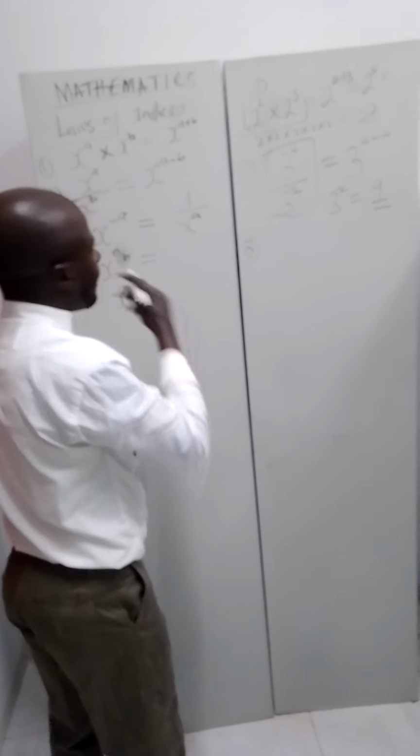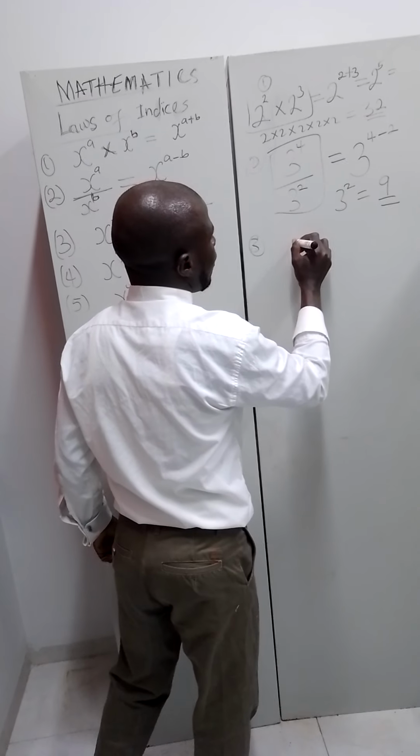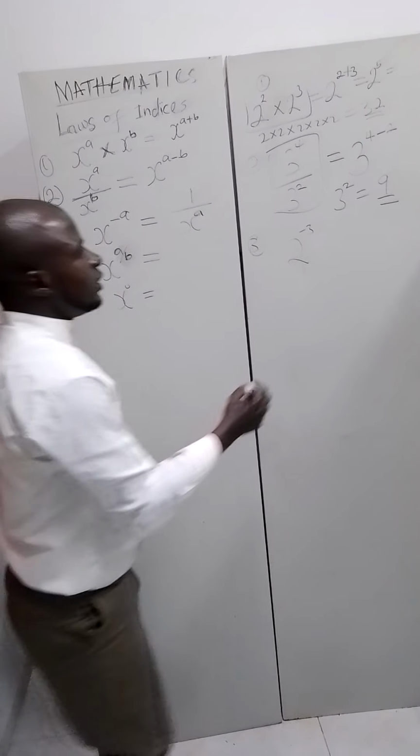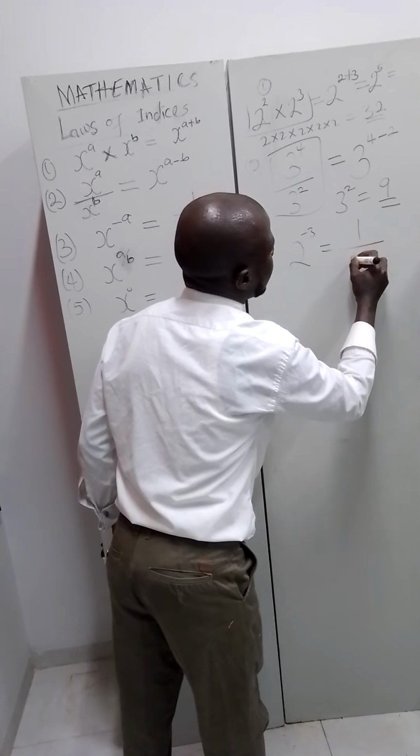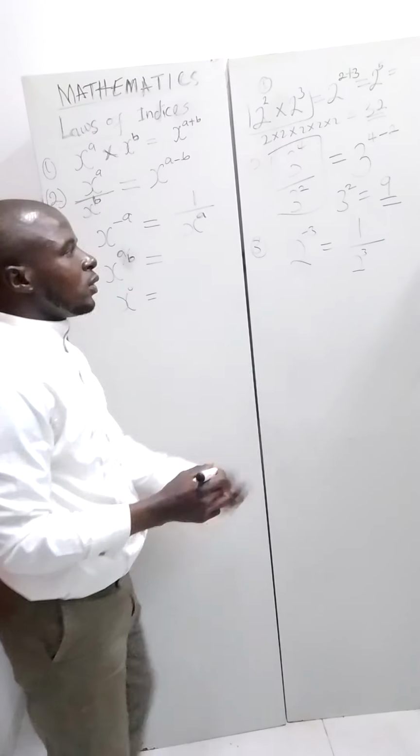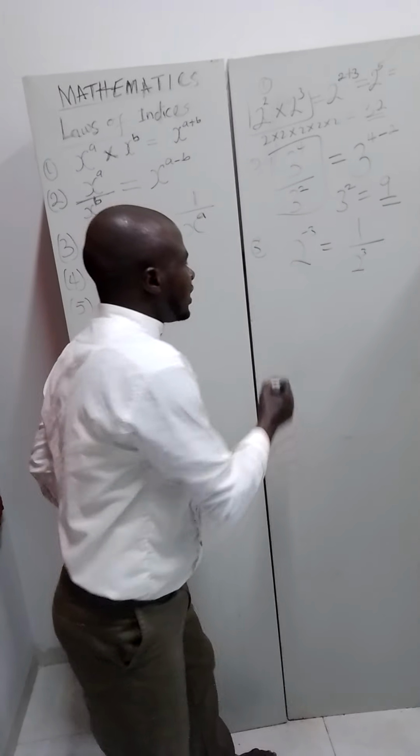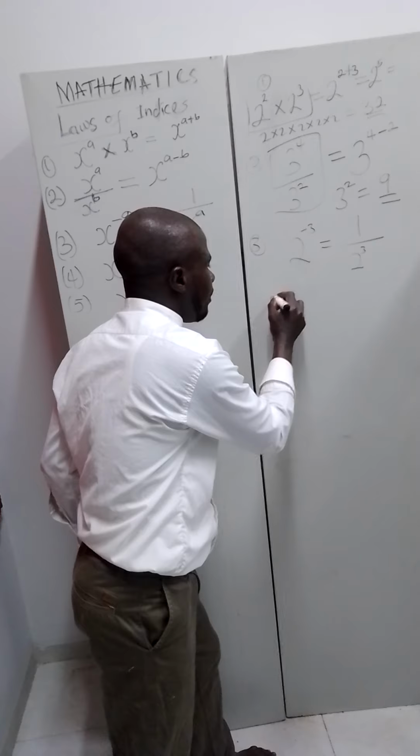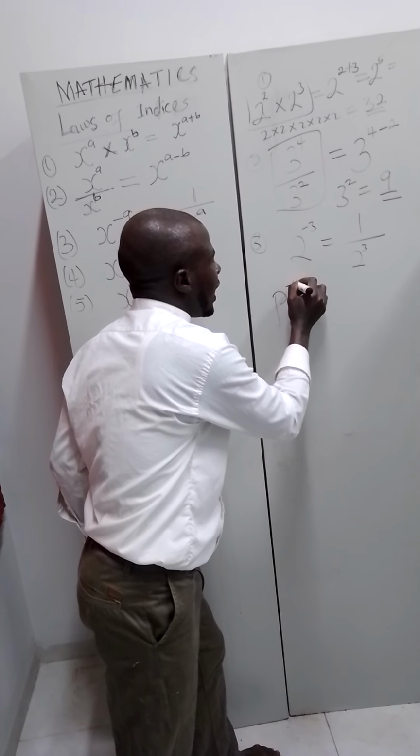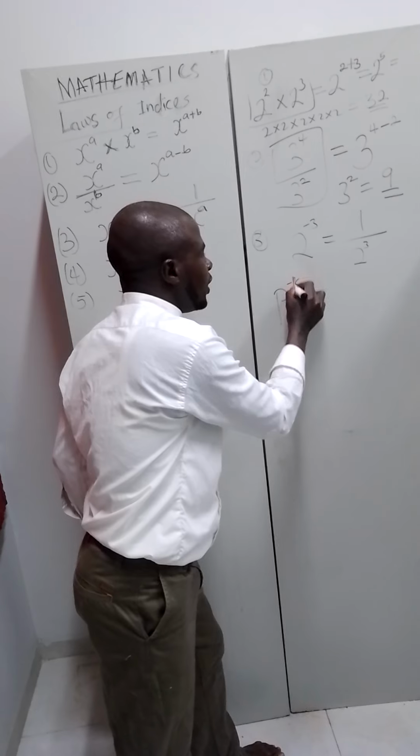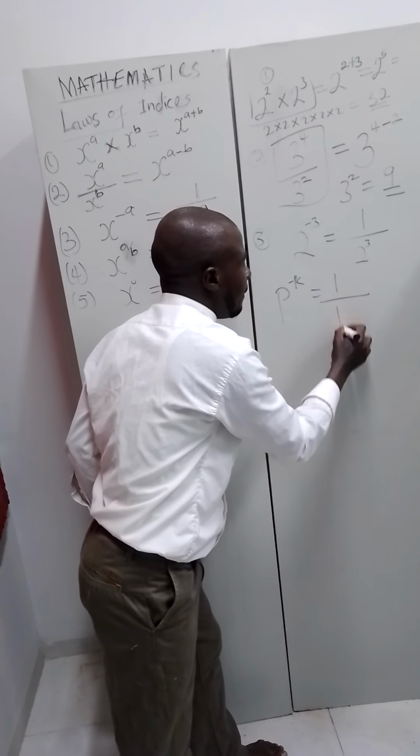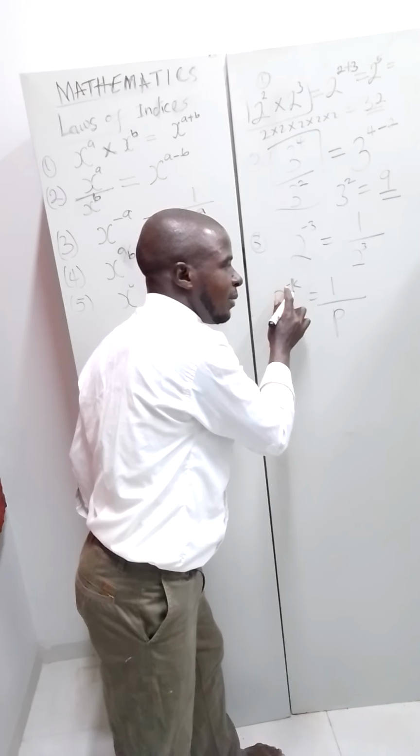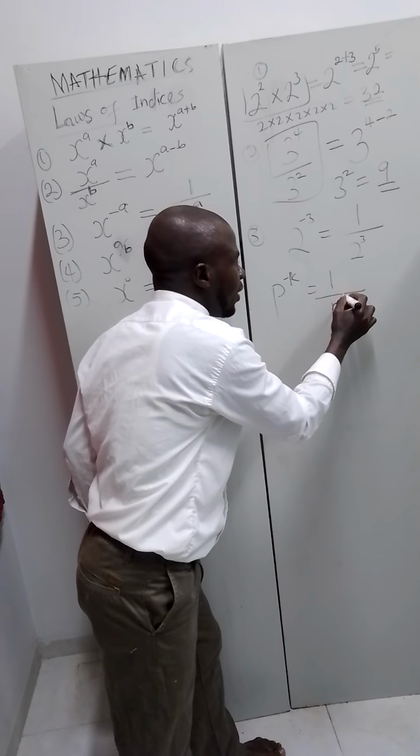If you have something like 2 raised to power minus 3, this one will give us 1 divided by 2 raised to power 3. 1 divided by every other thing. Anytime you have in indices something raised to power something, maybe you have p raised to power minus k, it is going to be 1 divided by, you write everything again as denominator, but without minus this time around. That is 1 divided by p raised to power k.